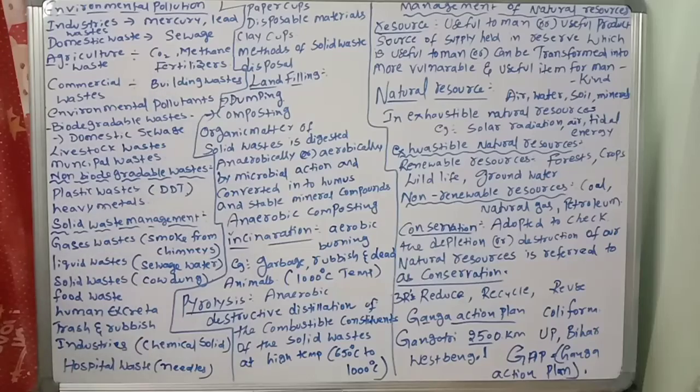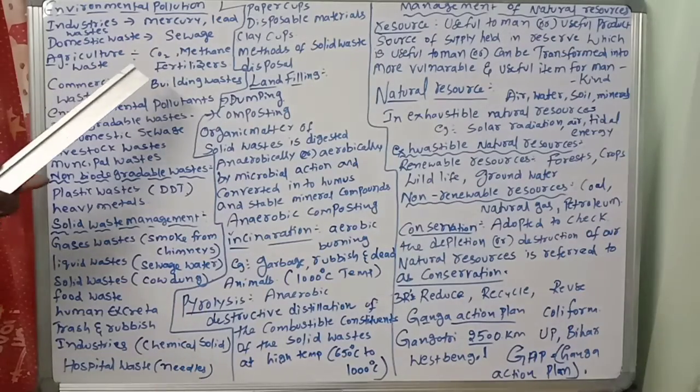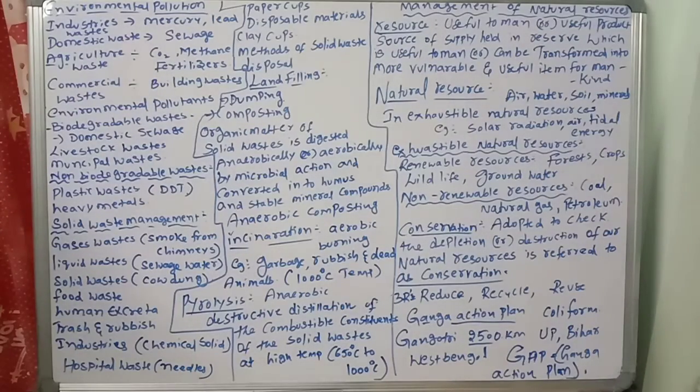So, the main reason is that all these wastes change the chemical, biological, and physical characteristics of air, water, and soil. That's why they are very harmful to living organisms. That is environmental pollution. This is the most important point.